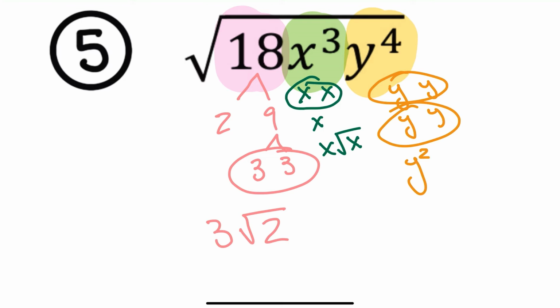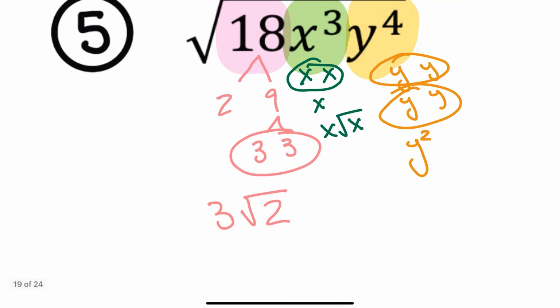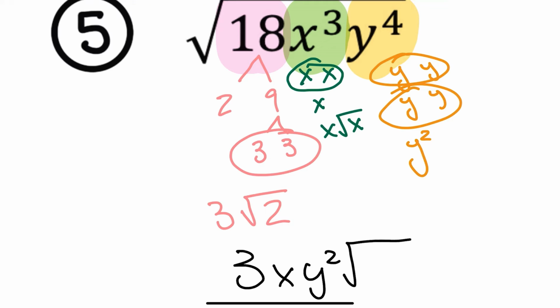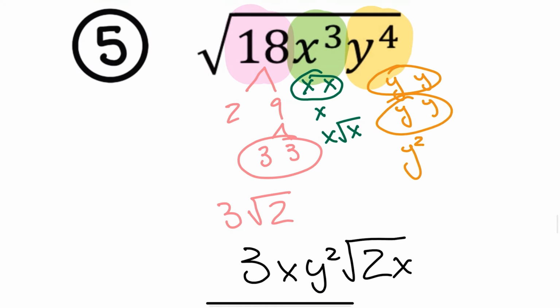Alrighty, cool. Now we're going to take all of our pieces and put them together in our final answer. So I'm going to look for all of the outside pieces first. So I have a 3, an x, and a y squared. That's all going to go into my answer. All right. I need my radical, or my square root. And now I'm looking for all of the pieces that are left inside. So I have 2 and an x left over. So those will stay inside of my radical. And that should be our answer for number 5. I'll give you a moment to write that down.